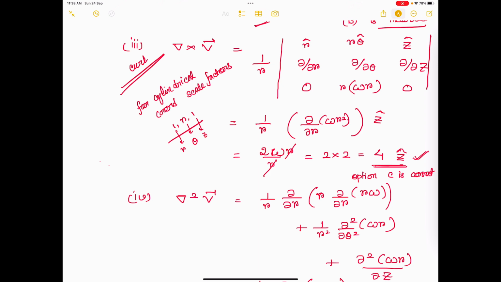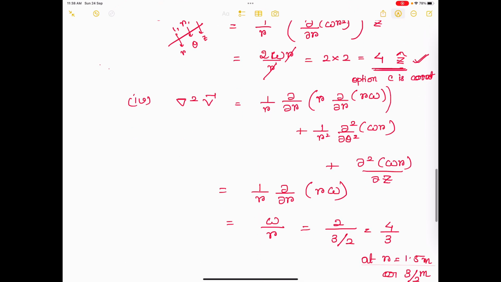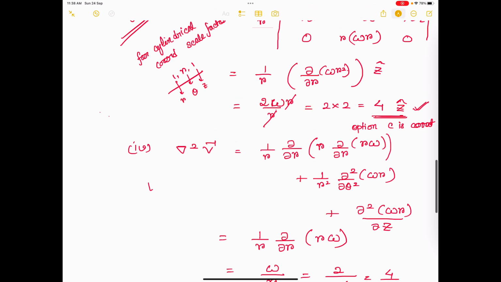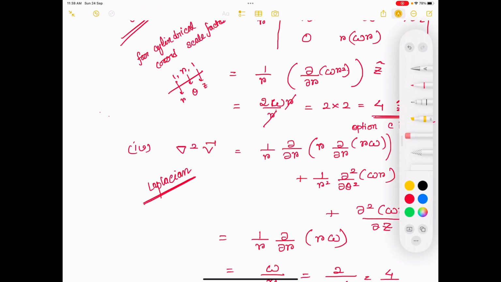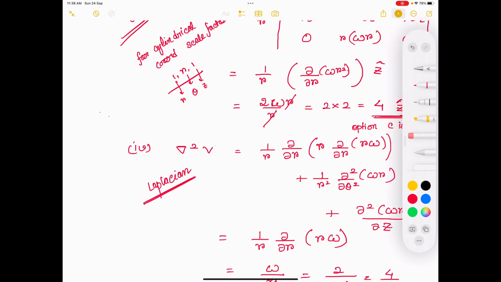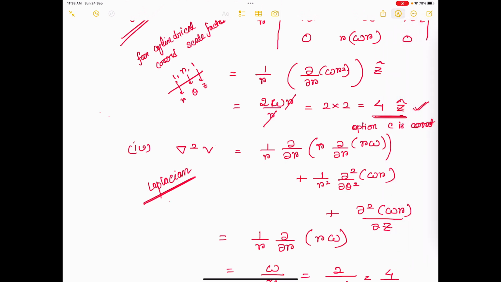Right. And the last is the Laplacian. Laplacian is also of a scalar quantity. So Laplacian, I have written here wrong. So this Laplacian is always of a scalar quantity. You cannot have vector here. So I just remove the vector sign here. I have to put the magnitude part, which we have seen that V is equal to, I'm sorry, just a minute. V is equal to omega r. So V is equal to omega into r.